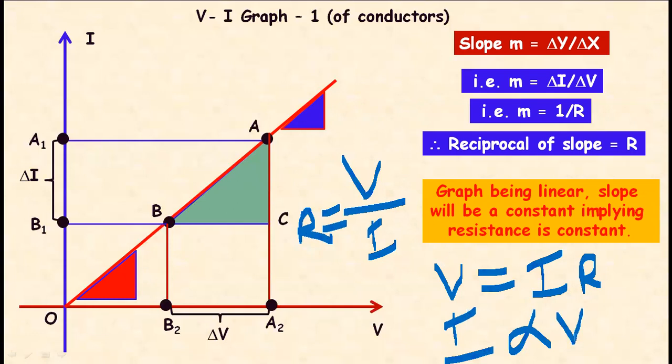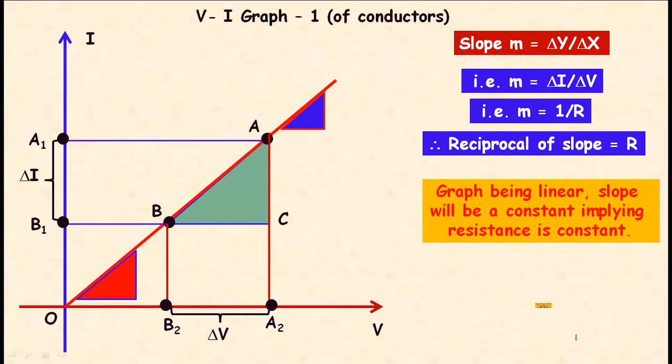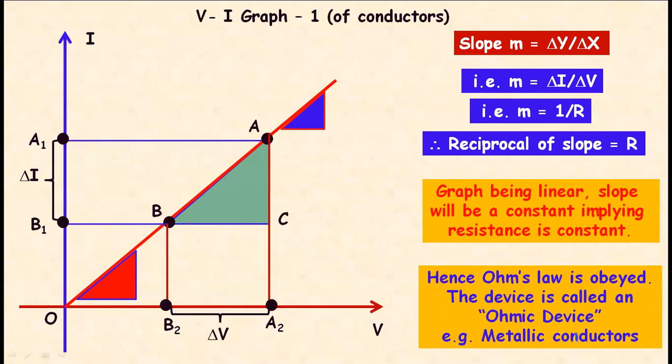So I is proportional to V, which means Ohm's law is obeyed. Is it clear? Right. So hence Ohm's law is obeyed. The devices which obey Ohm's law are called ohmic devices. How do you say Ohm's law is obeyed? Whenever I want Ohm's law to be obeyed, the device I have connected in the circuit should give me a constant value of resistance for all voltages and currents. That is, the V by I ratio should be constant.